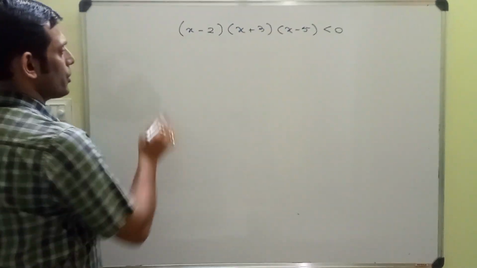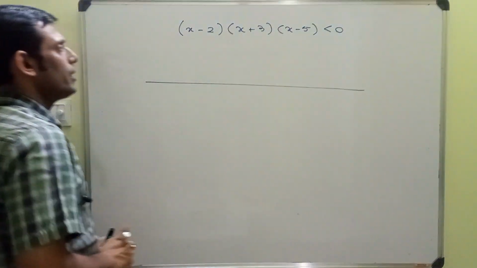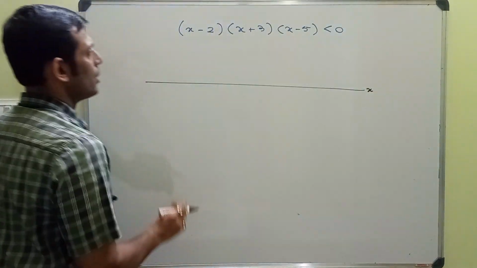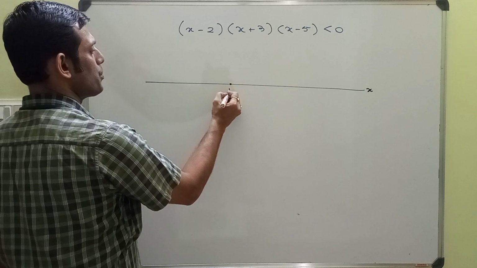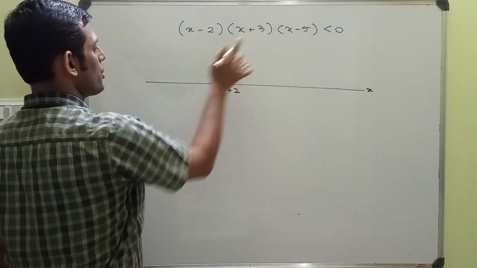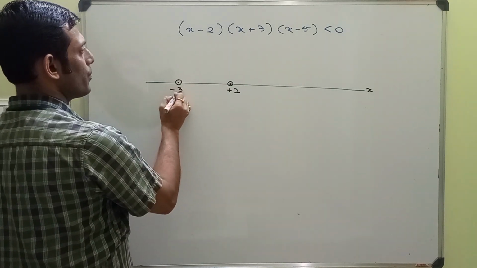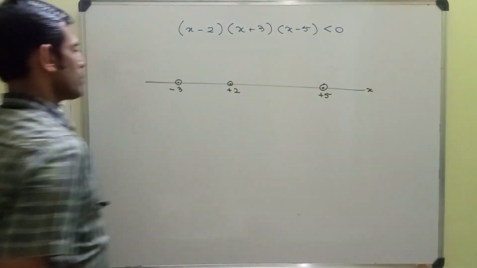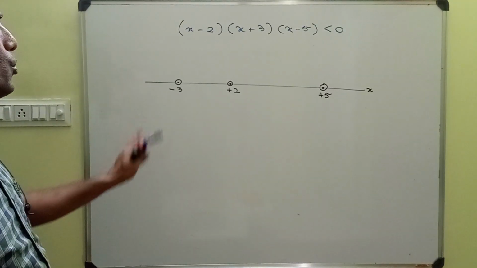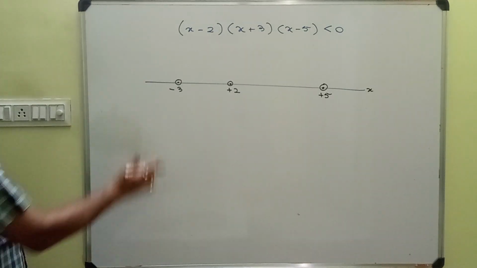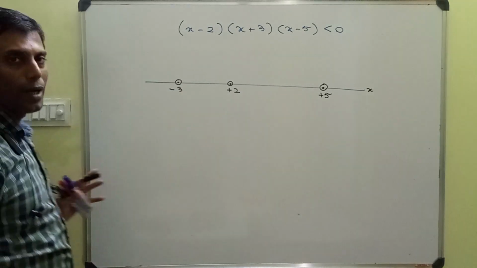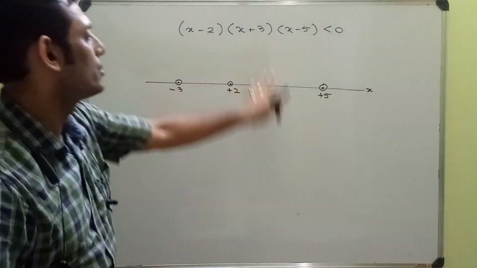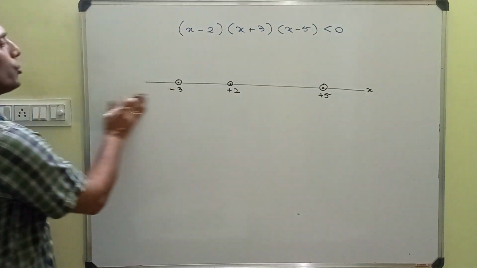If I want to calculate this, see my idea. I take a number line. This is the x-axis. Locate the roots. Let's say this is plus 2, minus 3, and plus 5. And now see, when it is a 3 root situation, the entire number line has been divided into 4 parts: first, second, third, fourth.